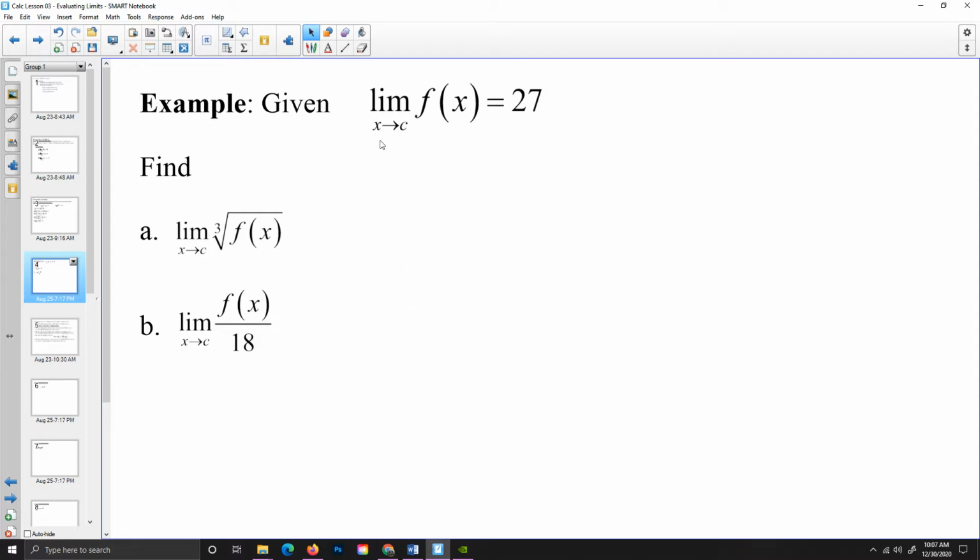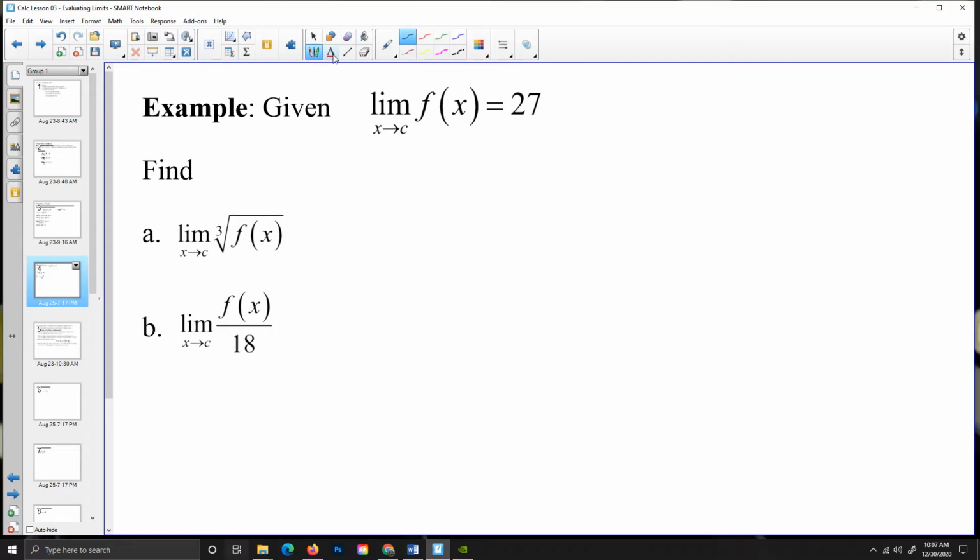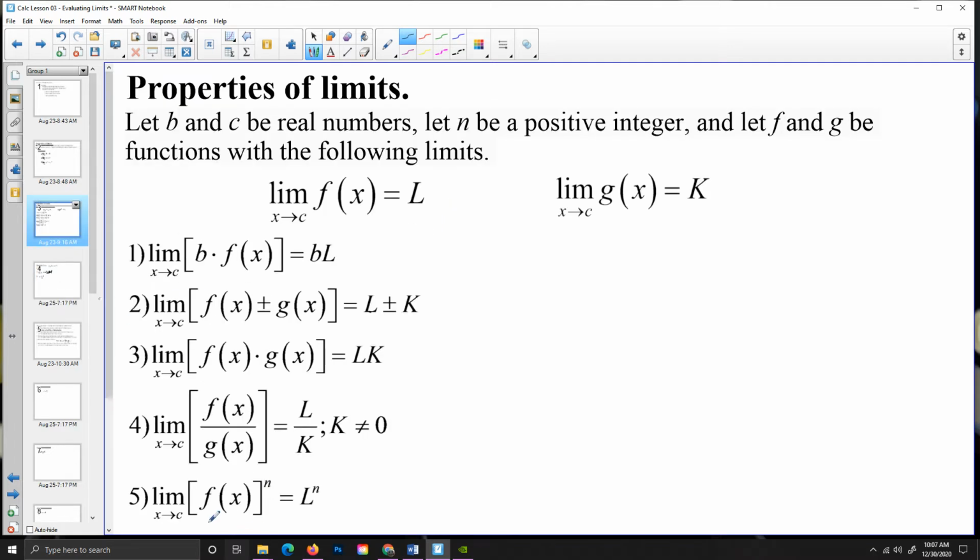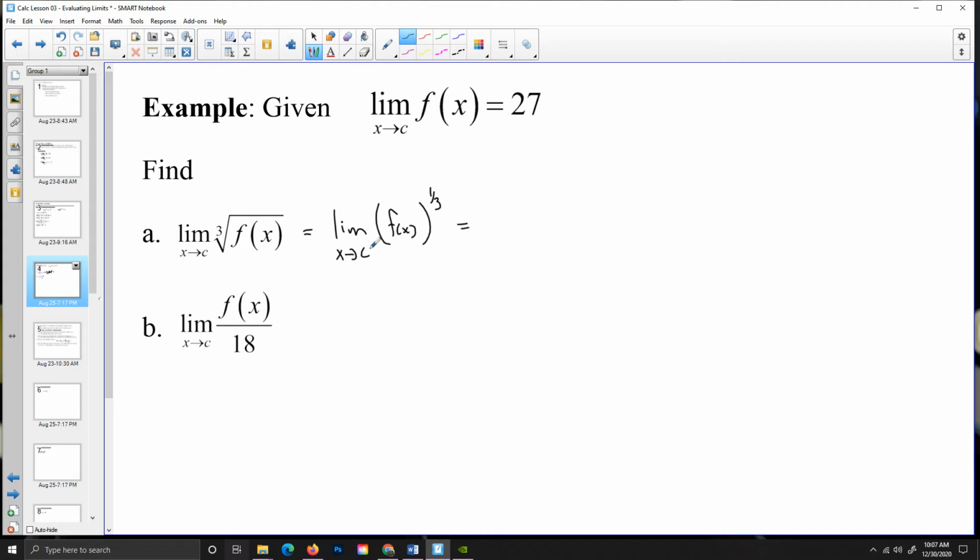Given that the limit of f of x as x goes to c is 27, what is the limit as x goes to c of the third root of f of x? I can rewrite this as the limit as x goes to c of f of x, all to the 1/3 power, by changing the third root to the 1/3 power. The limit of a function to a power is just the limit to the power. In this case, the limit is 27, so 27 to the 1/3 power is just 3.